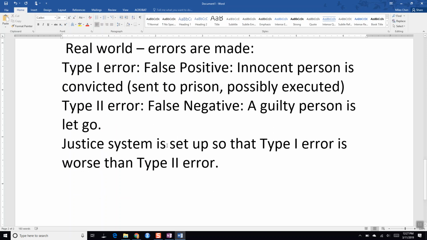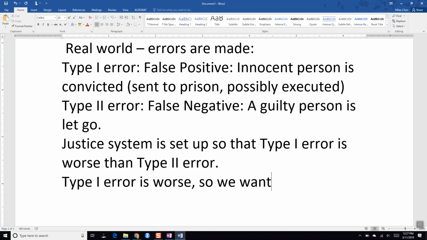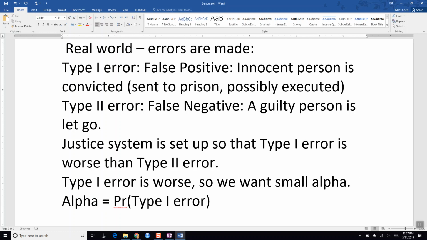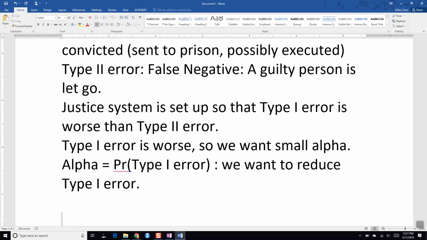So, and so therefore, if the type 1 error is worse than the type 2 error, do we want a big alpha or little alpha? Okay, so type 1 error is worse, so we want small alpha, okay? Because alpha is equal to probability of type 1 error, so we want, which leads to, we want to reduce type 1 error. Okay, that's what we have.